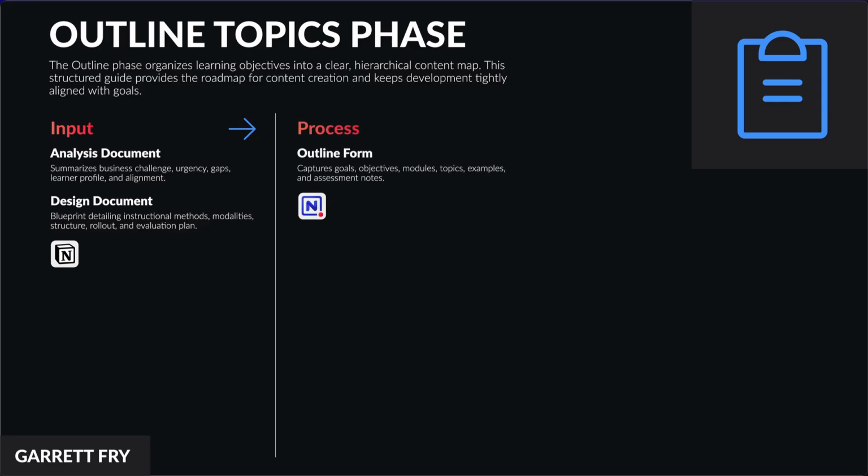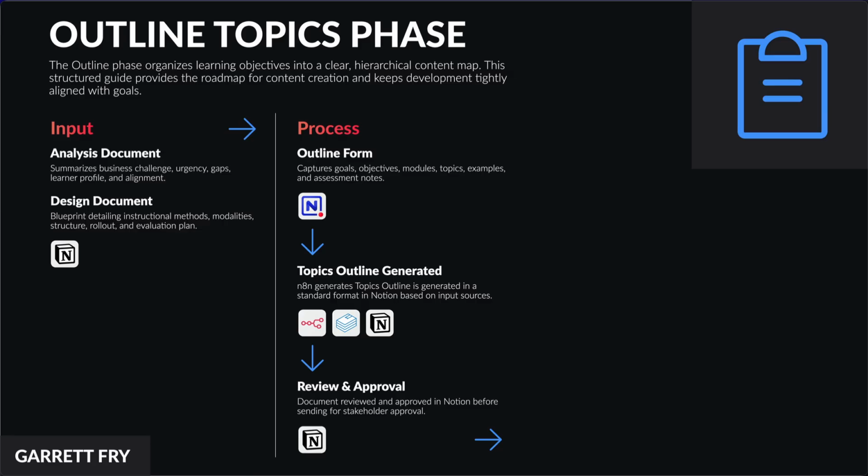We're going to be filling in our information gaps by filling out an outline form that's going to capture our goals, objectives, modules, topics, examples, and assessment notes. Here again, we're going to be leveraging the AI model to create for us a structured topic outline document that represents all the topics to be covered in this training. In Notion, you'll have the ability to work through this outline, make any changes that you need before triggering an email off for stakeholder approval.